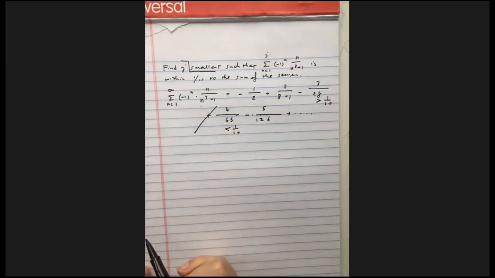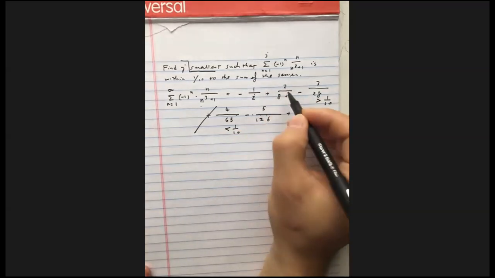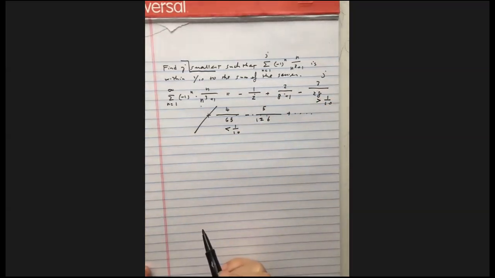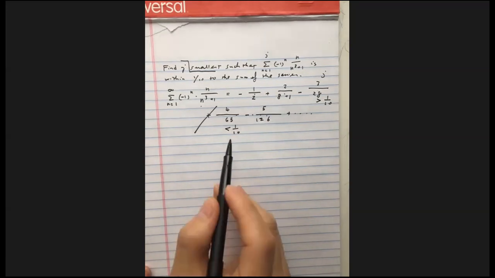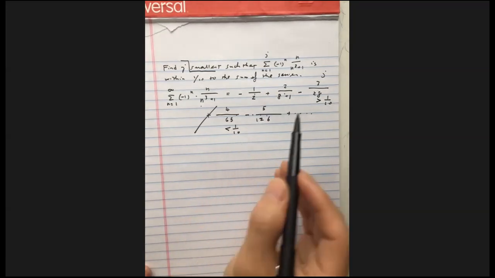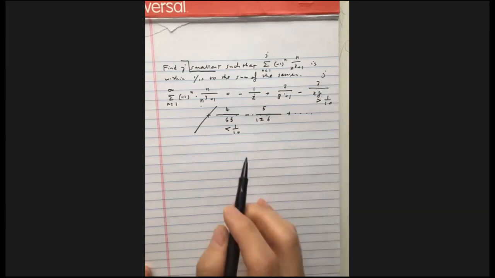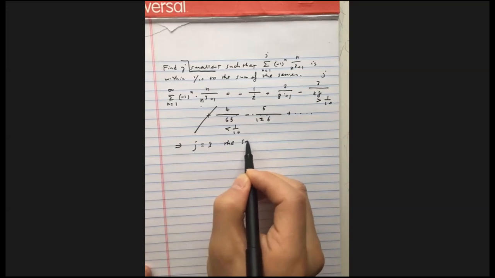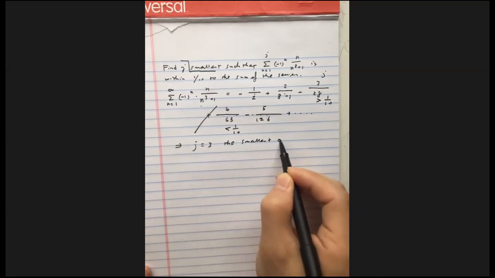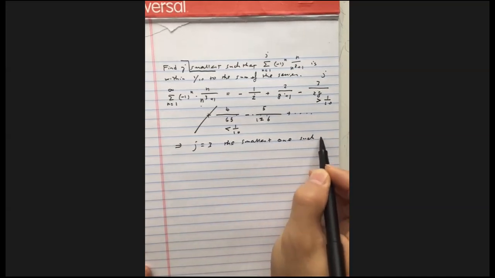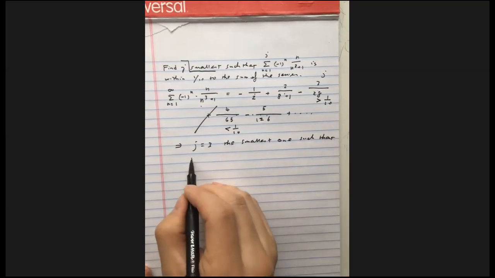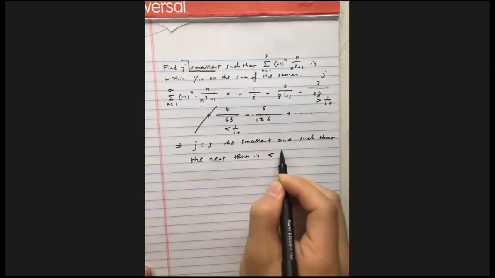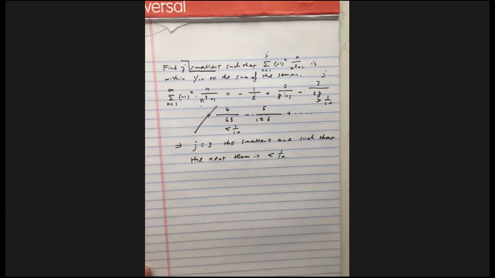And the corresponding j: this is j equals 1, j equals 2, j equals 3, so this corresponds to j equals 3 here. And the smallest j such that the next term is smaller than 1 over 10 is given by j equals 3. This tells you that j equals 3 is the smallest one such that the next term is smaller than 1 over 10. That makes sense?